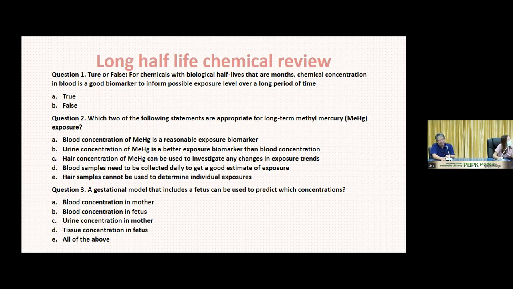A gestational model that includes a fetus can be used to predict which concentration? A, blood concentration in mother. B, blood concentration in fetus. C, urine concentration in mother. D, tissue concentration in fetus. And E, all of the above. Ajahn Som, Ajahn Arat? Oh, okay. Yeah, you got it correct. You got something for your prize today.